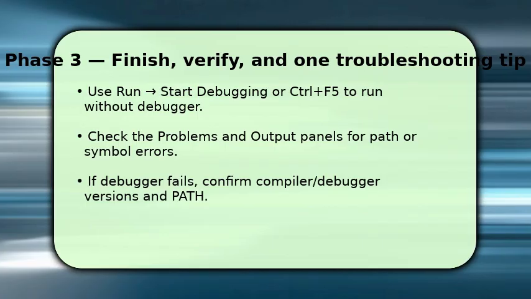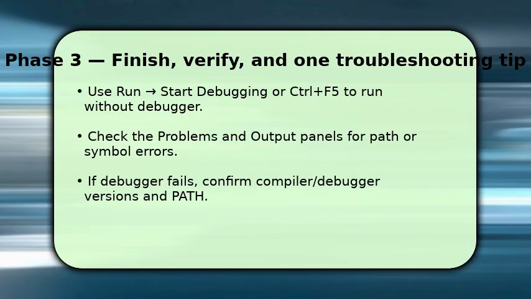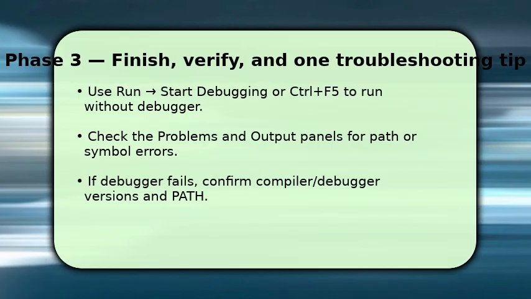linker errors. If the debugger fails to attach, confirm you built with -g, that the executable path and launch.json are correct, and that the debugger binary is available in the path. Rerun the build after any change to ensure symbols match the exe.